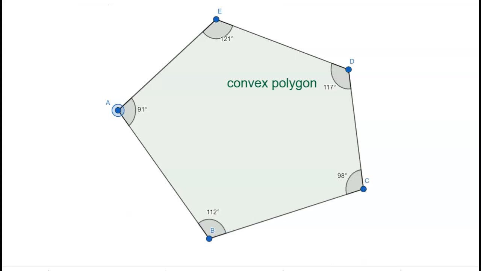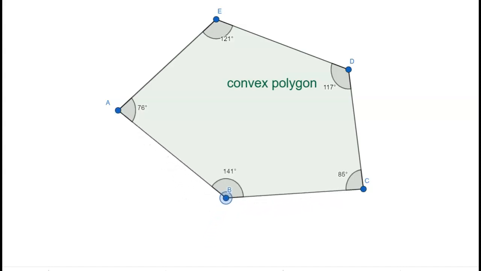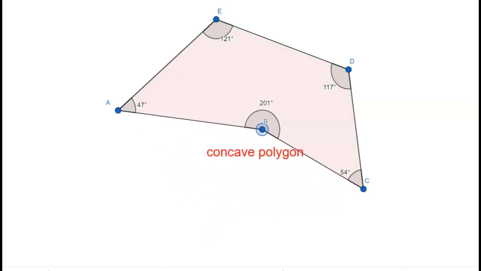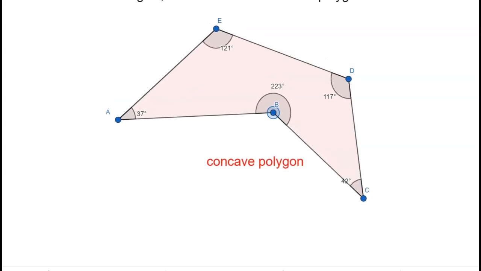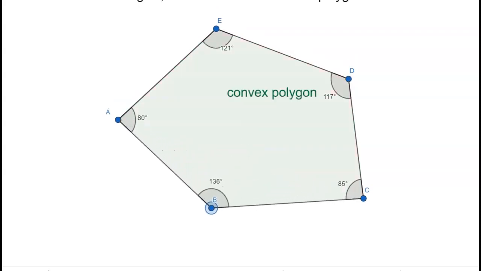If you look at this convex polygon, you can see all the angles there. And I'm going to grab point B and move it. And eventually it becomes a concave polygon. Notice this angle now is 223 degrees. In our class we've learned that angles in triangles are between 0 and 180, but you can't have an angle more than 180 degrees. If I move point B back, notice it becomes convex again.